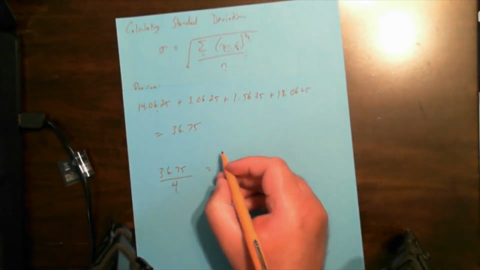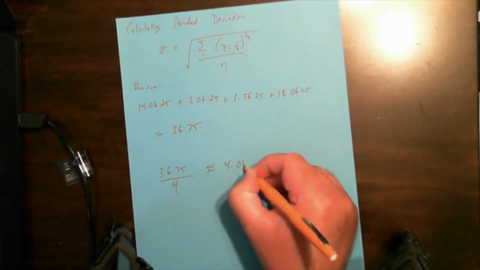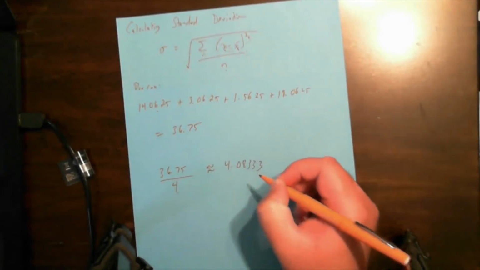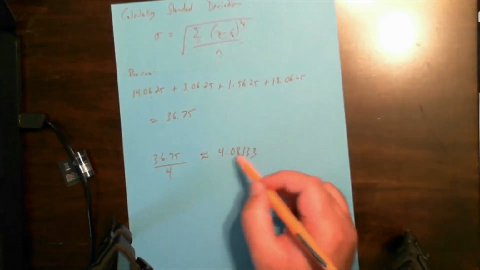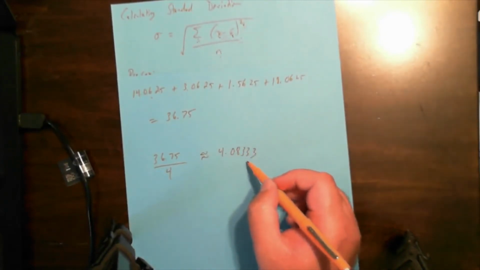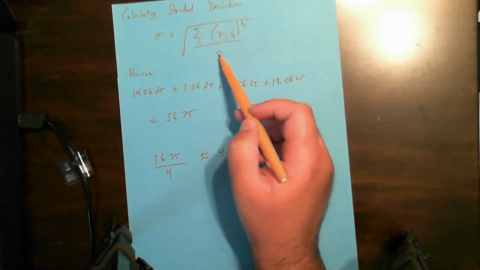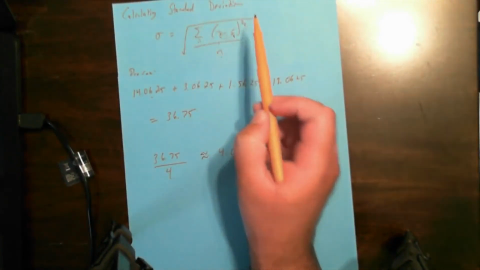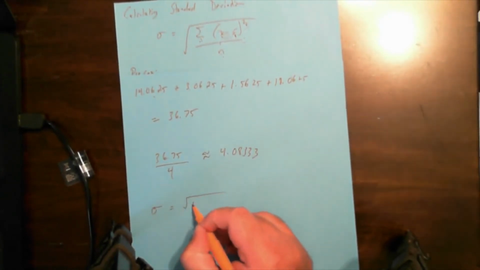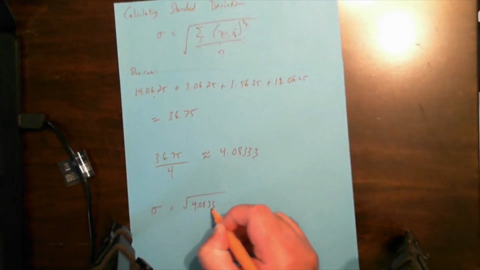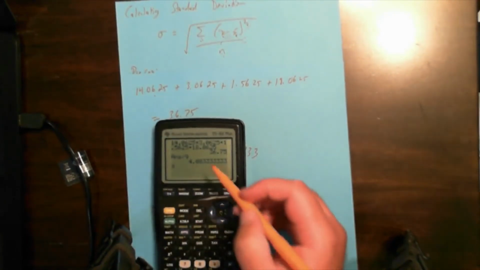Alright, so that gives me approximately 4.08333. Okay? So leave this number in your calculator because we're going to use that number. We're not going to round it off here. So now, since I've divided by n, my last step is to calculate my square root. So my standard deviation is actually going to be equal to the square root of 4.08333.